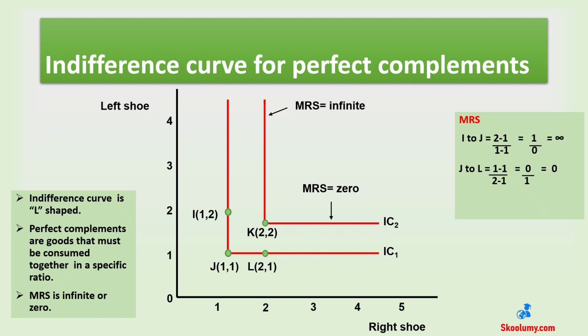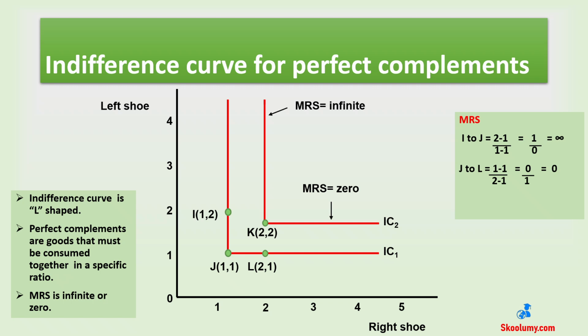Perfect complements are goods that must be consumed together in a specific ratio. If you increase the quantity of one, you have to increase the quantity of the other. For example, you must wear a left shoe and a right shoe together. Having more left shoes without more right shoes is useless. The indifference curve is L-shaped.